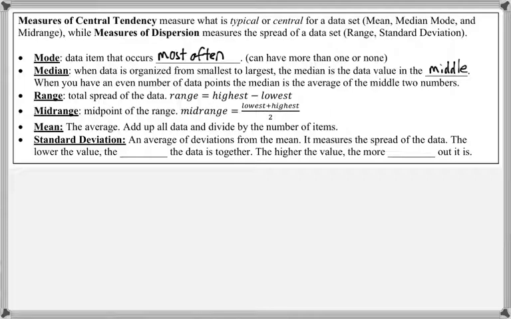The mean is the average. So I would say that this is the most popular measurement. And this is where we add up all the data and divide by the number of items.